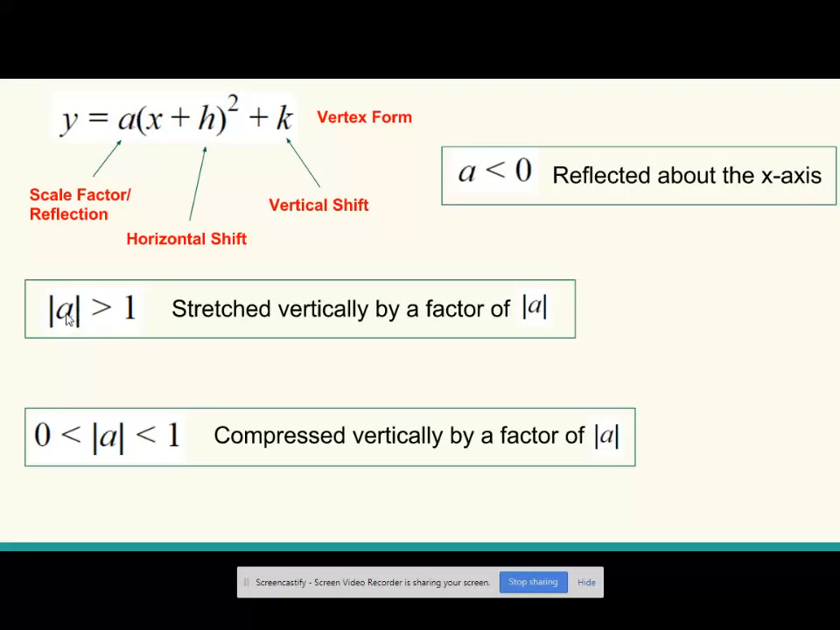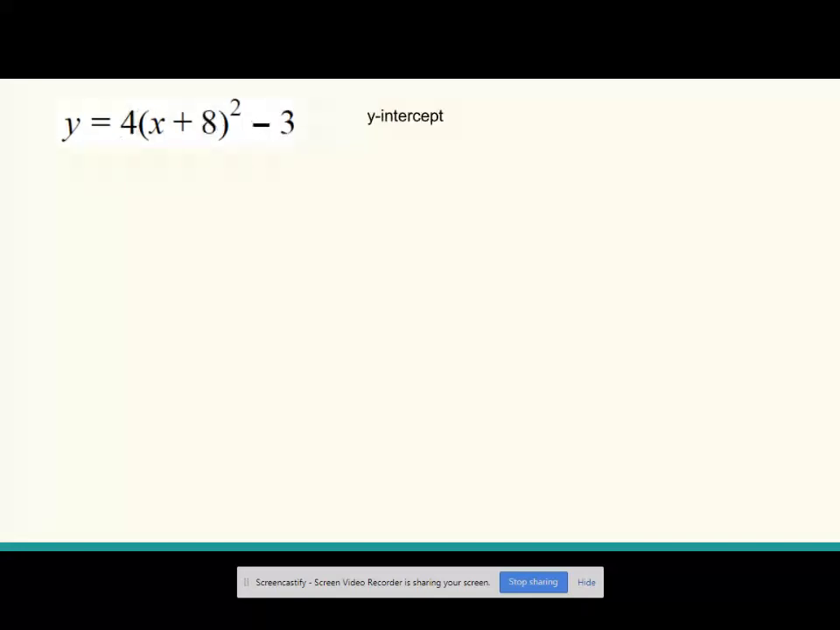If it's bigger than 1, it's going to stretch it and make it a really skinny U shape. And if it's some fraction or decimal, it's going to be compressed vertically. So if it's between 0 and 1, it's going to be a really flattened out U. All right, let's look at 2 examples.